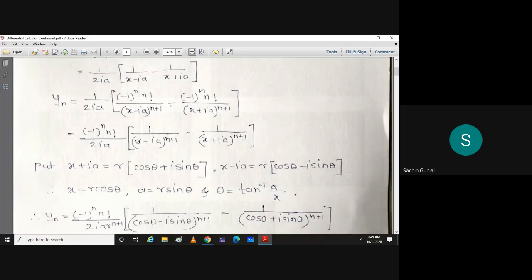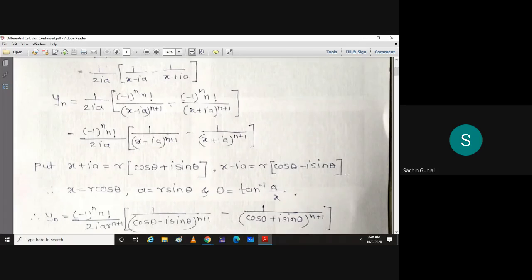Can you tell me what should be the next step? Sir, we can use e raised to i theta. Yeah, e raised to i theta, or De Moivre's theorem. De Moivre's theorem, okay, good. Do you remember what the statement was? The power will come beside theta. So cos theta plus i sin theta raised to n, or raised to any power, is equal to cos n theta plus i sin n theta.